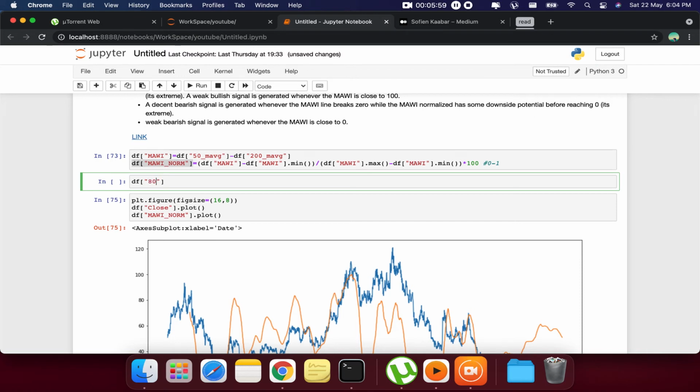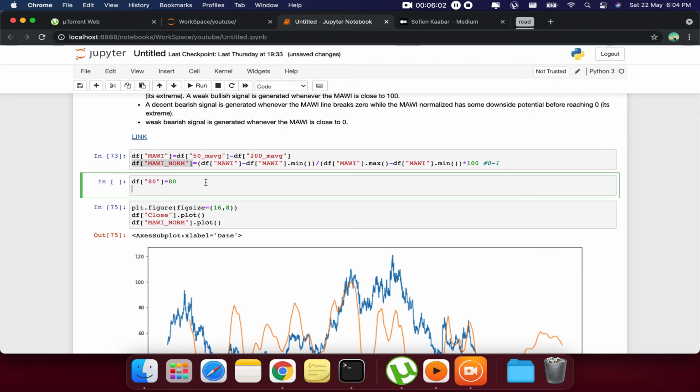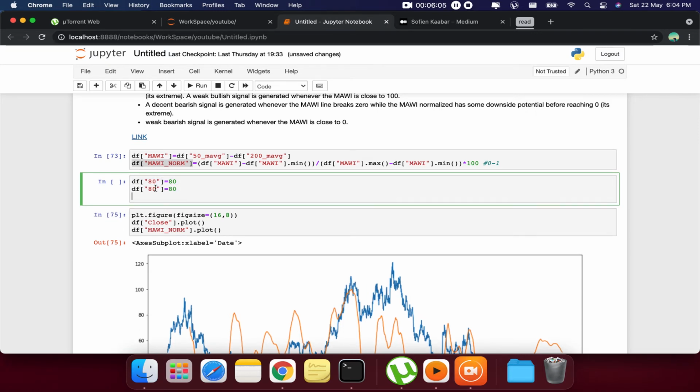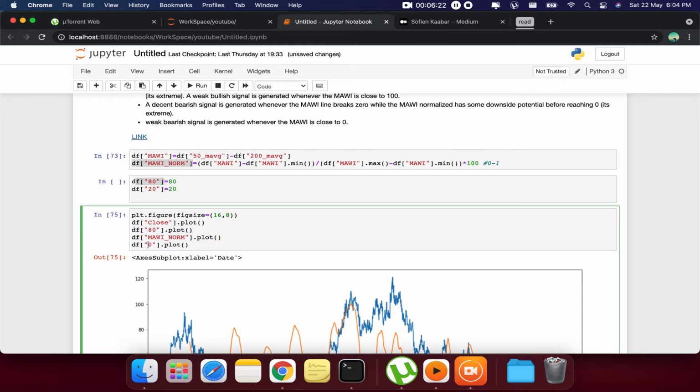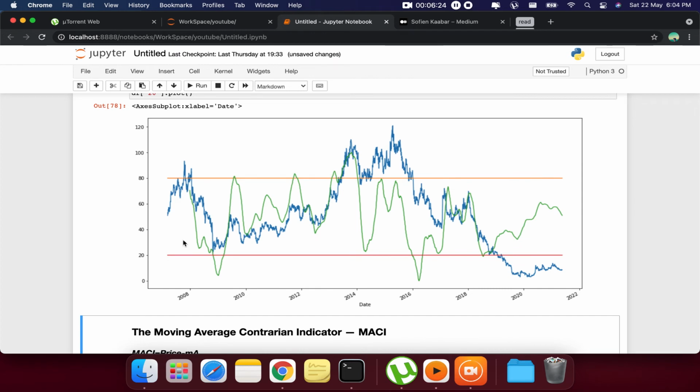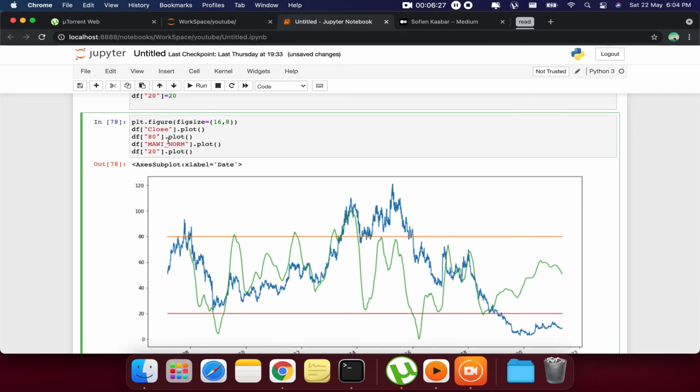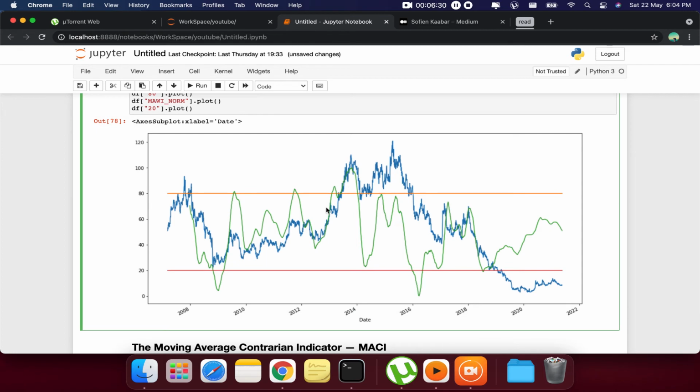So 80 equal to 80, and 20, this will be 20, and let me visualize this as well. Okay, let me close this. Okay, let's keep it this way. You will see now there are multiple interactions between this 80 and 20 line, and these are according to the trends.